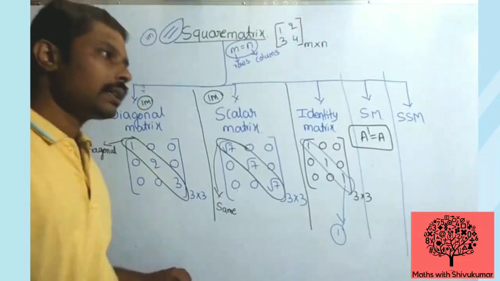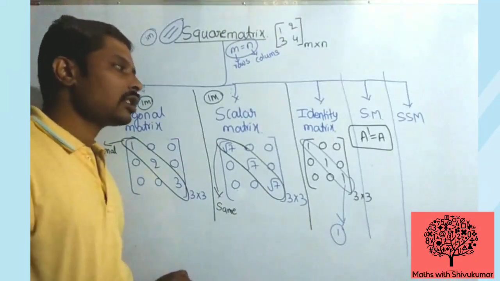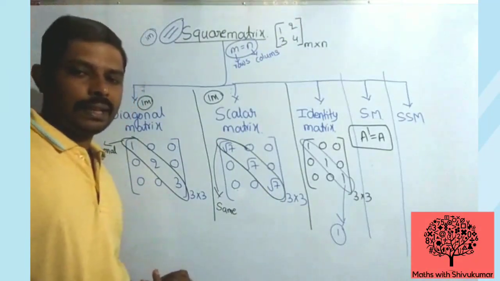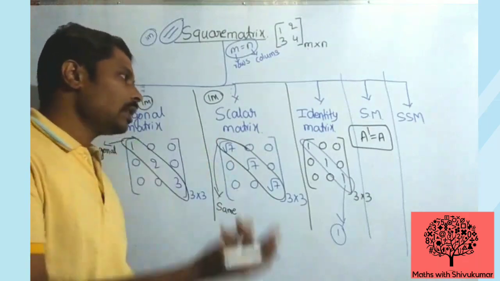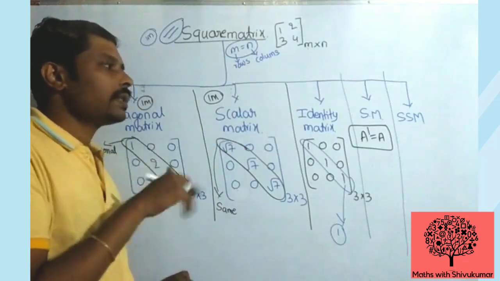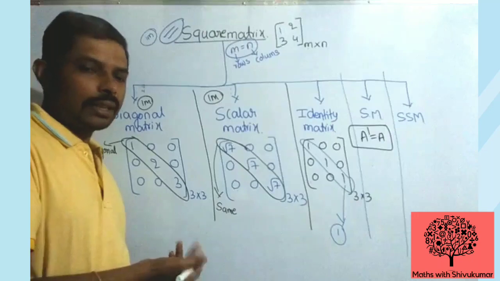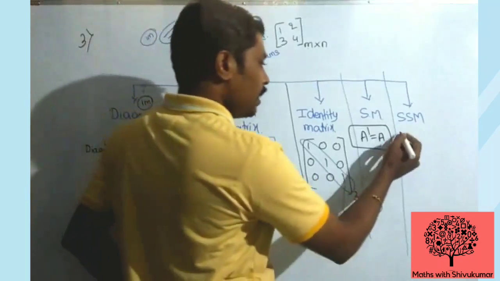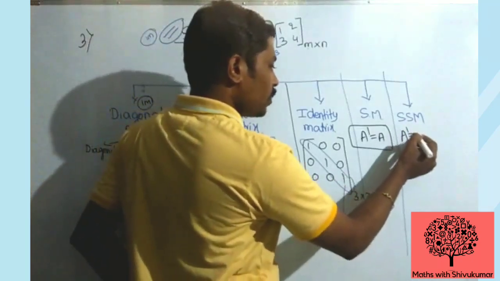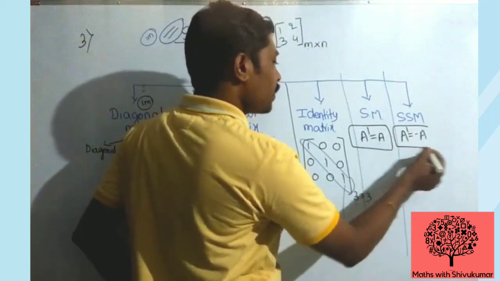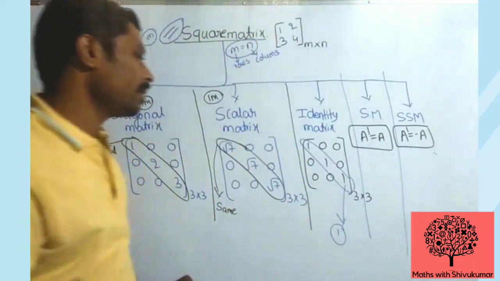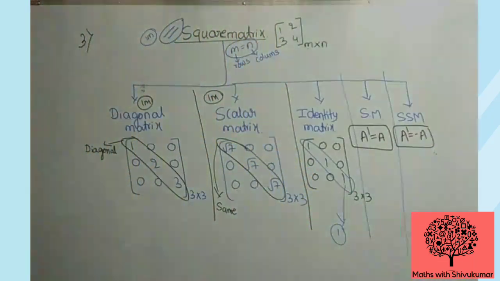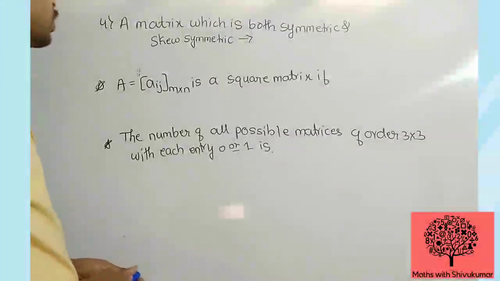So next one is, a square matrix is said to be a symmetric matrix if A transpose is equal to A. It means after taking the transpose, if you get the same answer, then we say it is a symmetric matrix. Skew symmetric means the same, but the transpose you will get is minus A. Please take the screenshot.